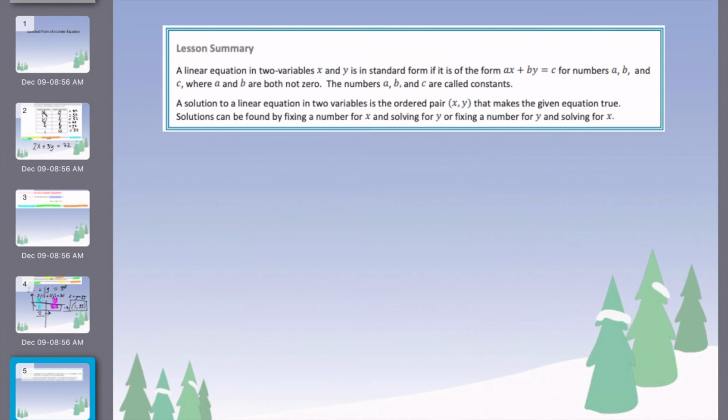Solutions can be found by fixing a number for x and solving for y, or fixing a number for y and solving for x, okay? So basically we have to say x is this number, what does my y equal then? Or you could do the opposite and say y is this number, what does x equal from there? And it's super important for us to remember that when we are working with standard form, a and b, those coefficients, those numbers in front of x and y, cannot be 0.